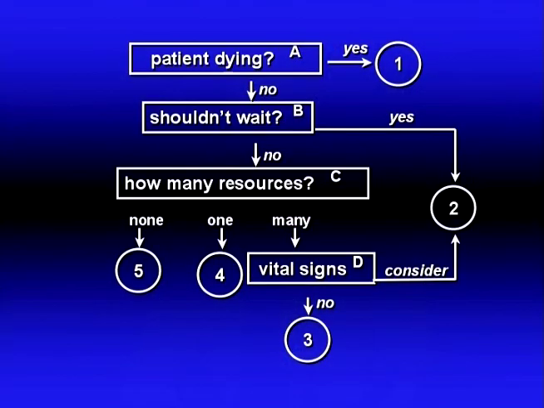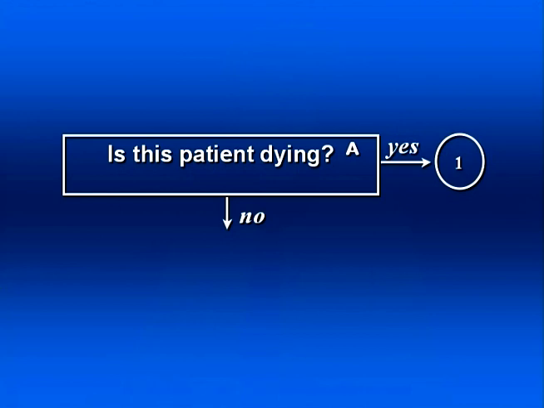To understand how ESI works, it is important to first look at the conceptual model of the algorithm. You will notice 4 decision points: A, B, C, and D. To use the algorithm, the triage nurse always starts with decision point A. Is this patient dying? If the answer is yes, the patient meets ESI level 1 criteria. If the answer is no, the nurse moves on to decision point B.